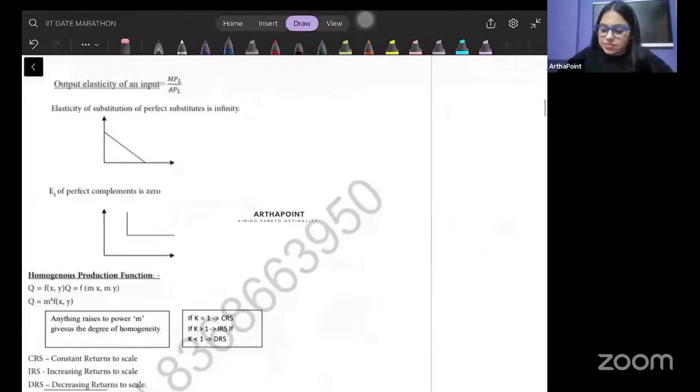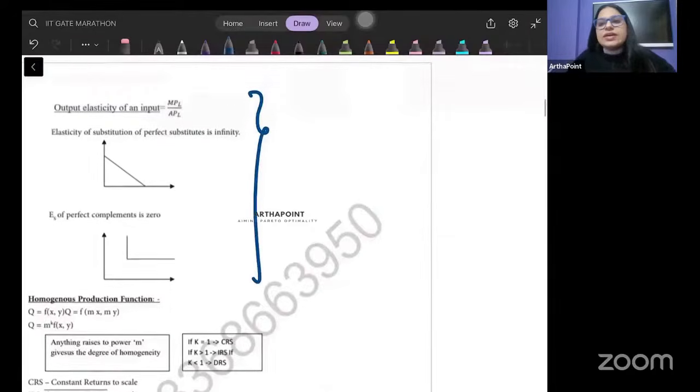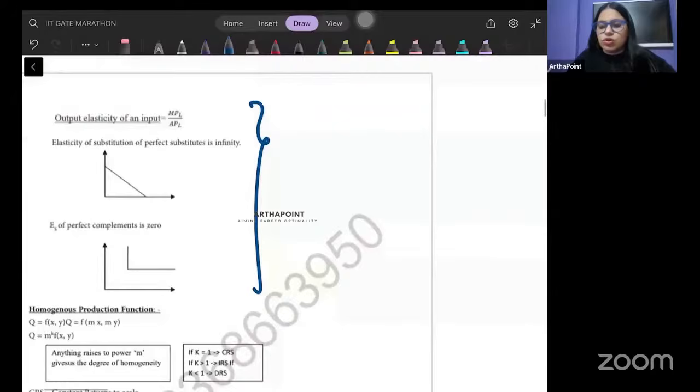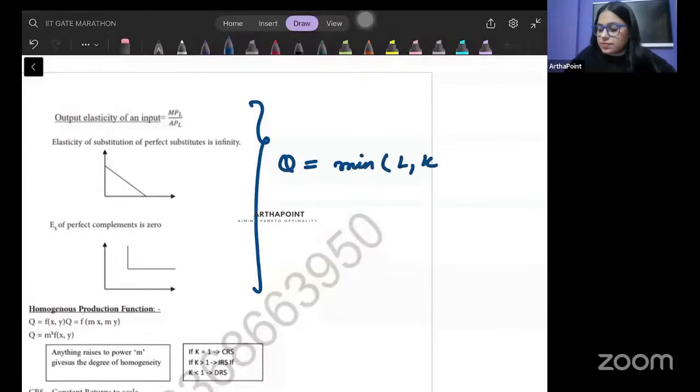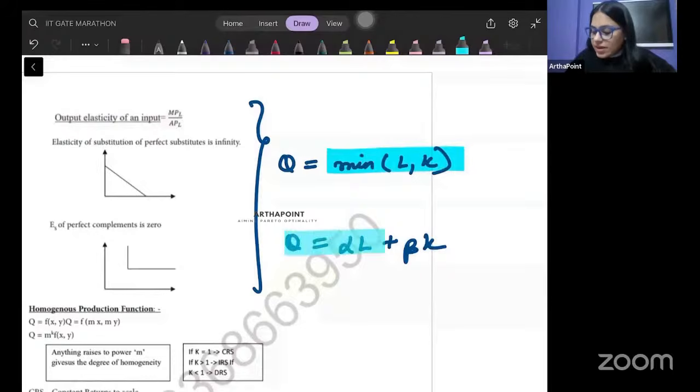Just like the indifference curves, isoquant can also have this function. It could be something like Q is equal to min of L, K, or Q is equal to alpha L plus beta K. So you can have labor and capital as complements. You can have labor and capital as substitutes also. Now here, another kind of question that can be asked in the exam is this.